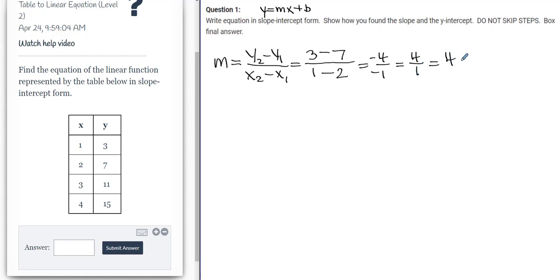Again, you can use 4 over 1, but 4 is an integer. I think most students prefer whole numbers to fractions. So I'm going to use 4.